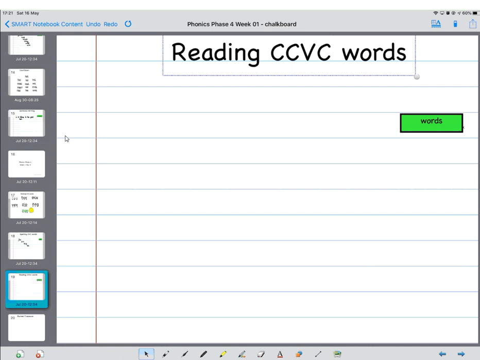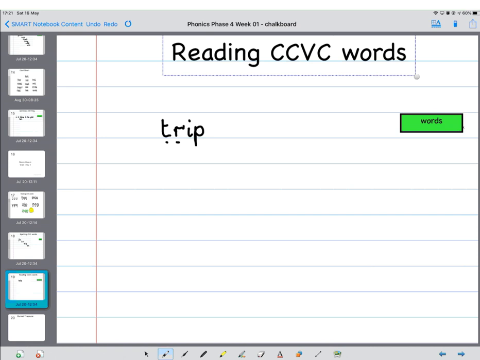Okay, so today we're going to be reading some CCVC words. So those words are going to be like this. The first one is rip. Rip. I'm going to write it down. And then what I want you to do is read this word. You already know the rip part. Now what word is it? Trip. See the way that we're building the words together?